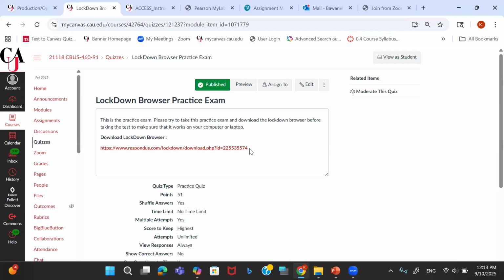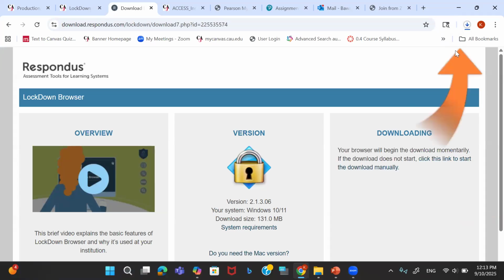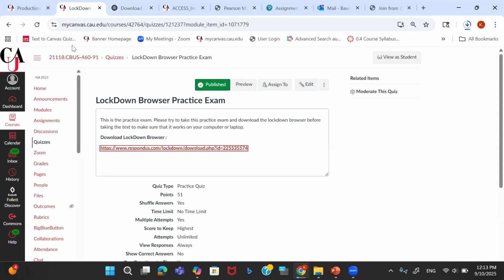If you don't do that, during the test you will have problems. So make sure you download this lockdown browser on your laptop or computer, so you will not have problems during the actual test or quiz. I use the lockdown browser for all the quizzes and tests. So make sure you download it before. That's why I put the link and I'm recording that.